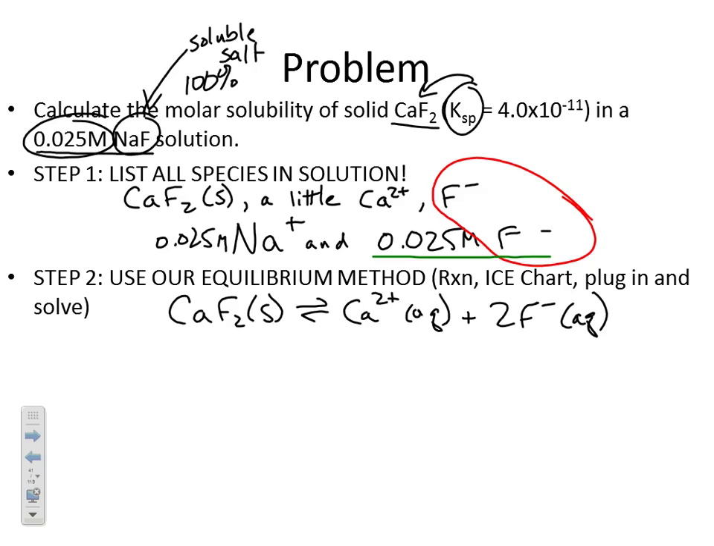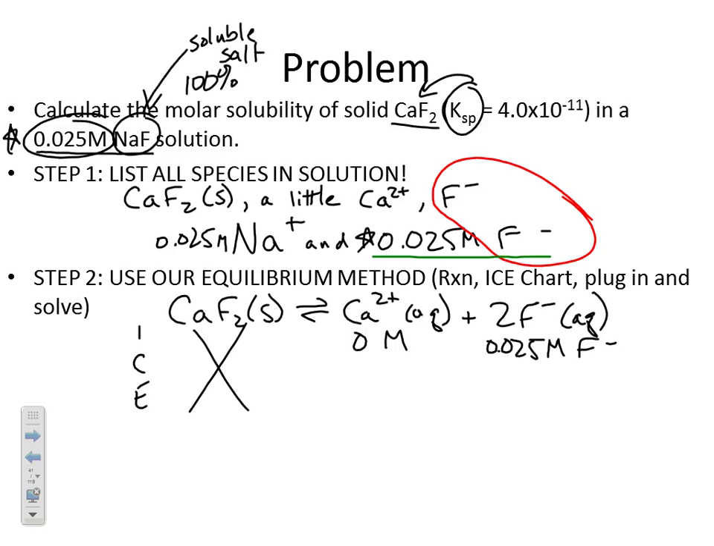Great, so now I'm going to fill in the ICE chart. Well, this is a solid, so I don't need to fill out anything for that because we don't have concentrations for solids. I'm not starting with any calcium ions in solution, but I am starting with 0.025 molar fluoride, right? Because right here it says I'm starting with 0.025 molar fluoride from the sodium fluoride. And here's an example where you're not going to randomly double this into 0.05 molar fluoride, because it says right here 0.025 molar fluoride. That's how much fluoride we're starting with. Yes, it's very nice that it has a coefficient of 2, but that's not going to change the fact that you're still starting with 0.025 molar fluoride.